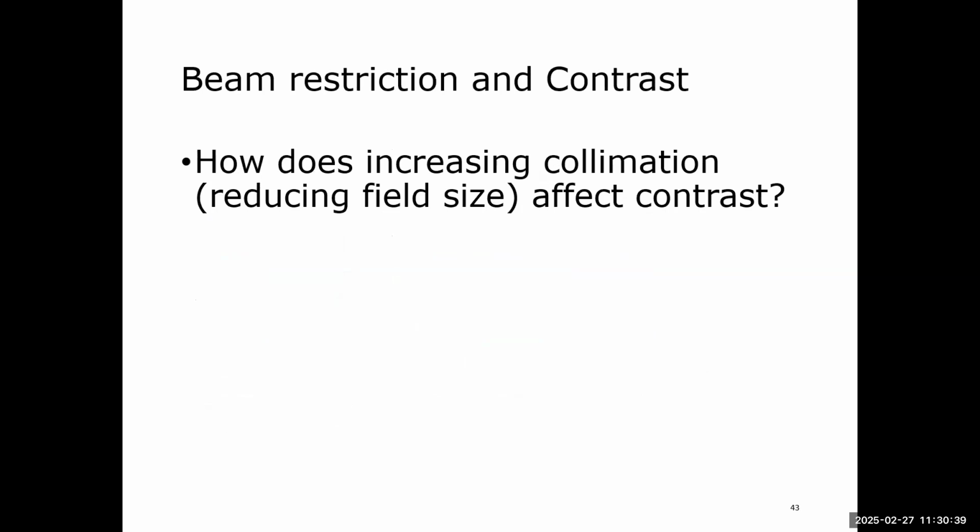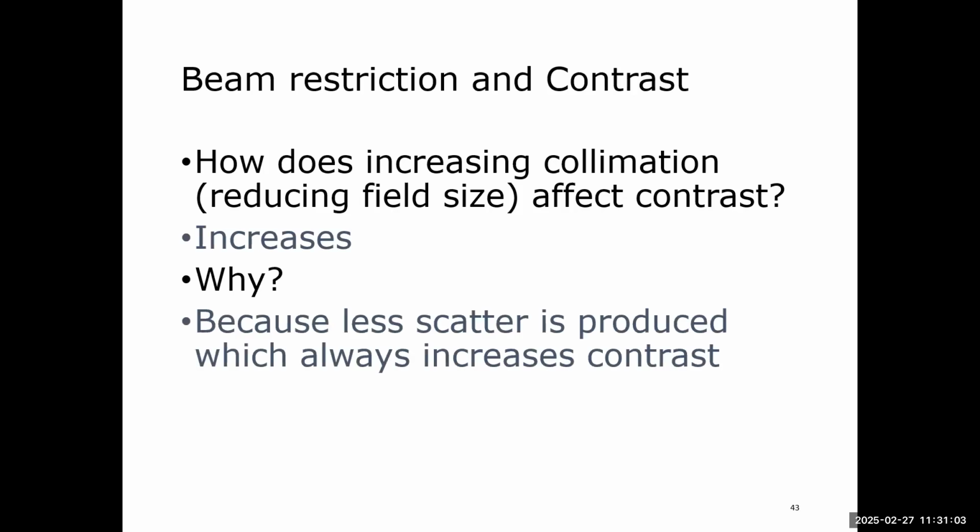How does increasing collimation affect contrast? So you have to ask yourself, if I'm increasing collimation, I am collimating more, which means the field size is doing what? Getting smaller. So when I reduce field size, how does that affect contrast? It improves it. It goes up, because less scatter is produced, which always increases contrast. Anytime scatter makes it to your IR, that's a decrease of contrast and that's unwanted.